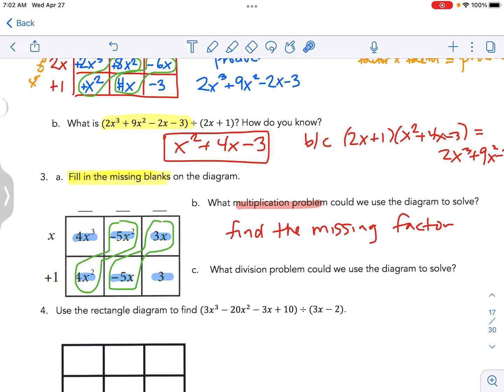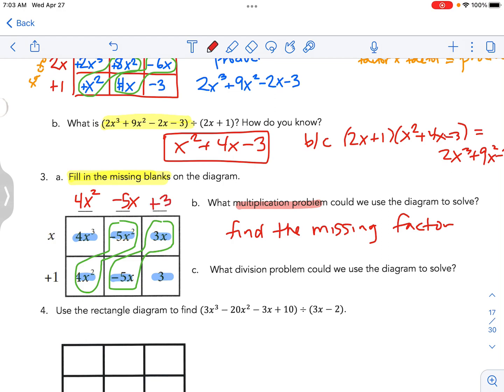So we have to play this game of x times what gives us 4x cubed. What's the missing factor there? Well, if I multiply that together, I need a 4, and I need one less power of x. So 4x squared times x is 4x cubed. So it's kind of a process of elimination, so to speak. So x times what is negative 5x squared? Well, that's going to be negative 5x, right? I'm going to need the negative 5, and I'm going to need one smaller power. And then what times x is 3x? Well, that's going to be plus 3.